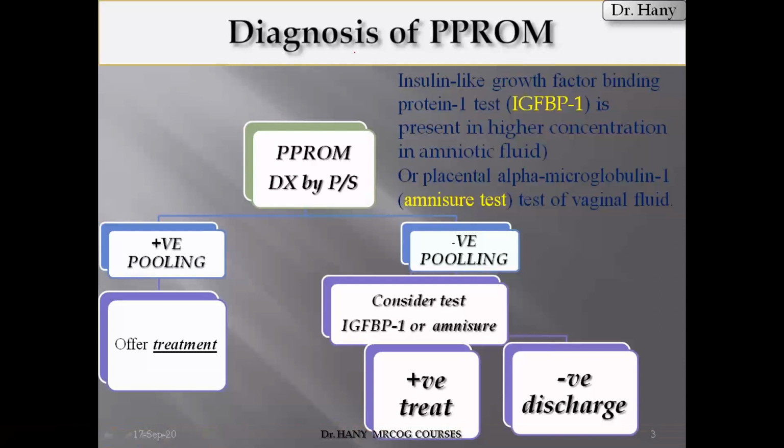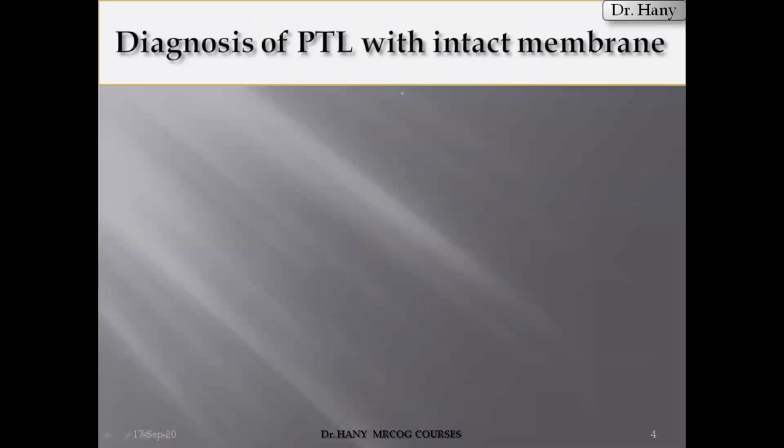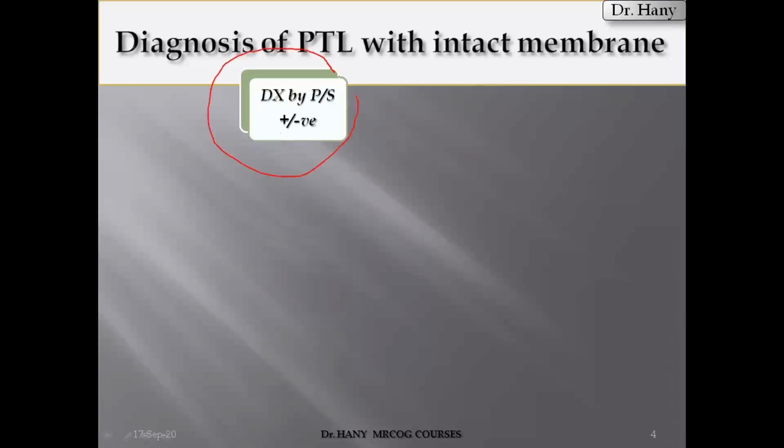The second trick: the woman comes in preterm labor with intact membranes. Again, what will I do? History and per speculum examination. So don't forget this. This is the first RCOG trick in PPROM or in intact membranes. Take a history and do a per speculum examination. Positive or negative, I will see.